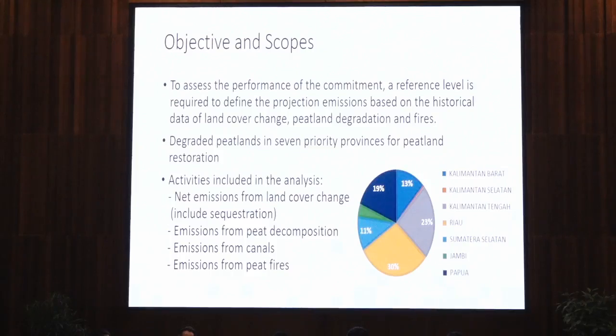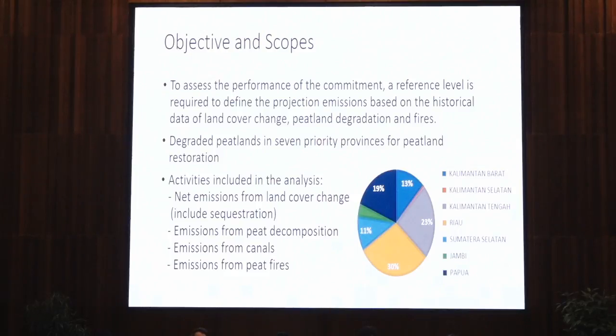It is important, when you perform something, to assess the performance, and a reference level is required to define the projected emissions based on historical data, including land cover change, peatland degradation, and also peat fires. The scope of this analysis is the degraded peatlands in 7 priority provinces, where BRG is working. We include 4 activities: net emission from land cover change, emission from peat decomposition, from canals, and also peat fires.